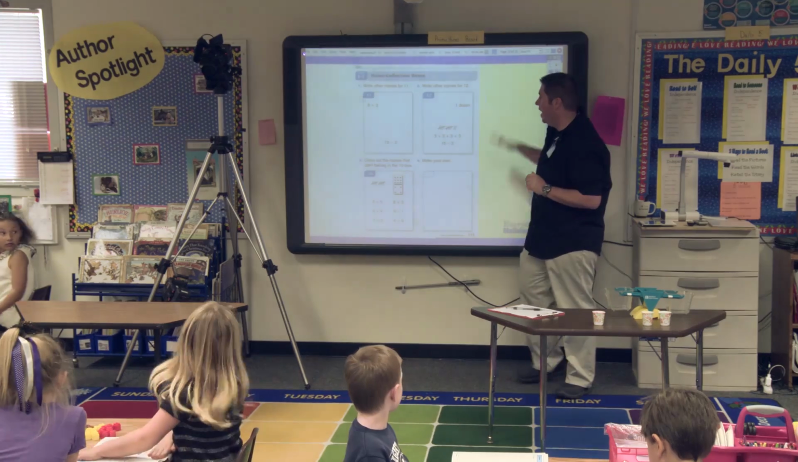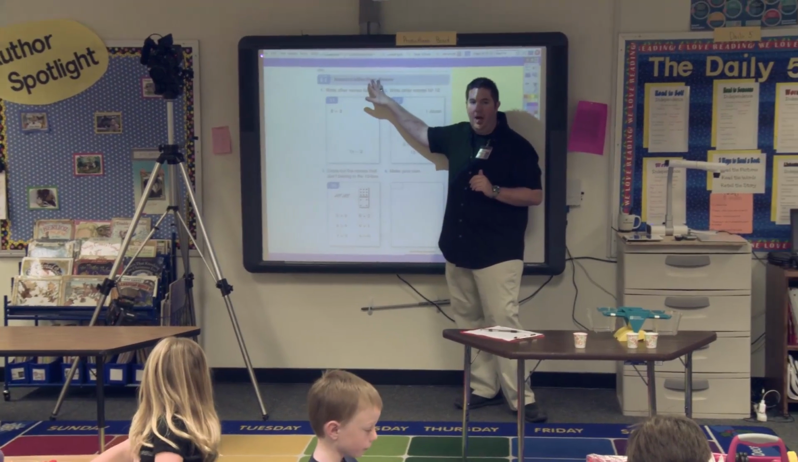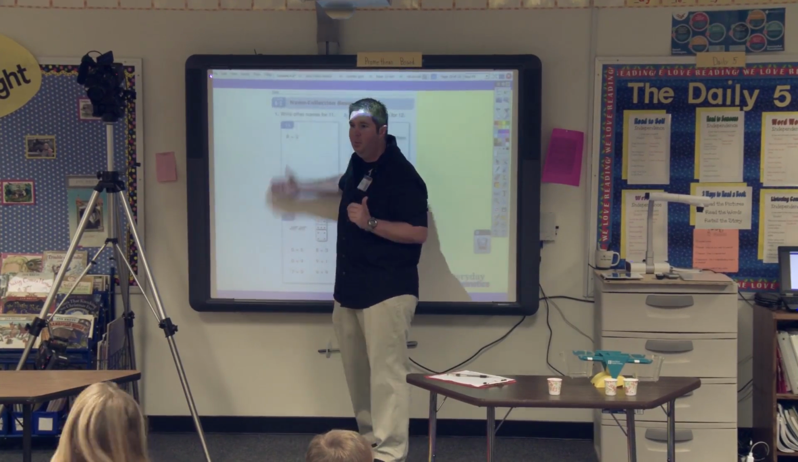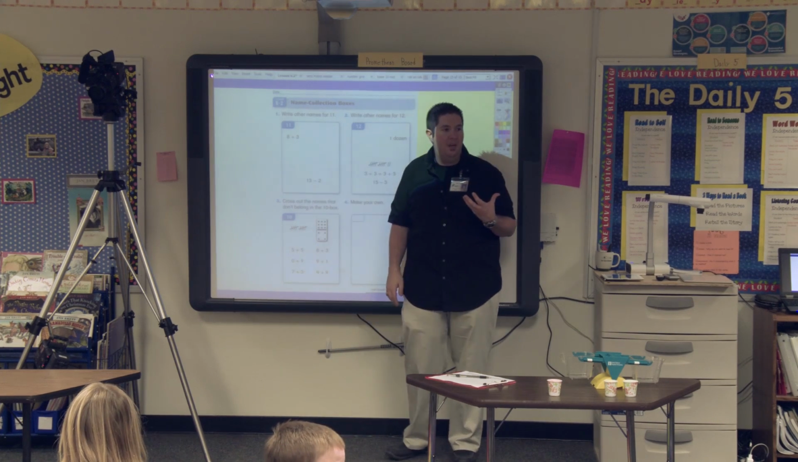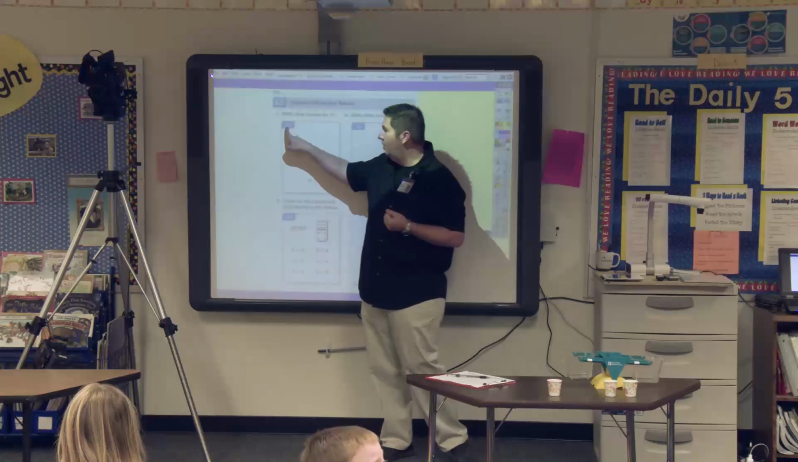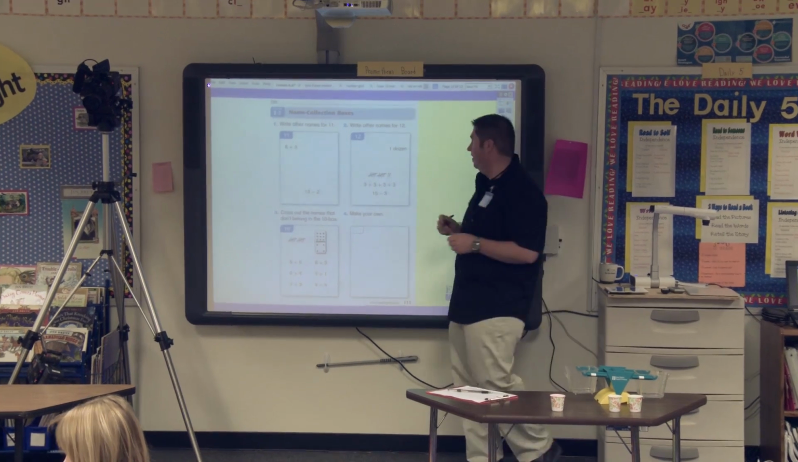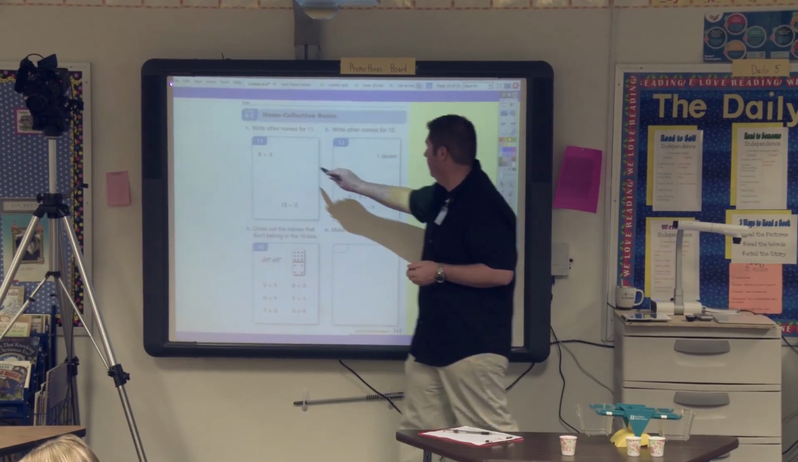Okay, on our page here, we've got the name collection box. The name collection box is just equivalent names. This is where we're going to write different equivalent names. So this first box says the number 11. So everyone point to that first box that says 11.